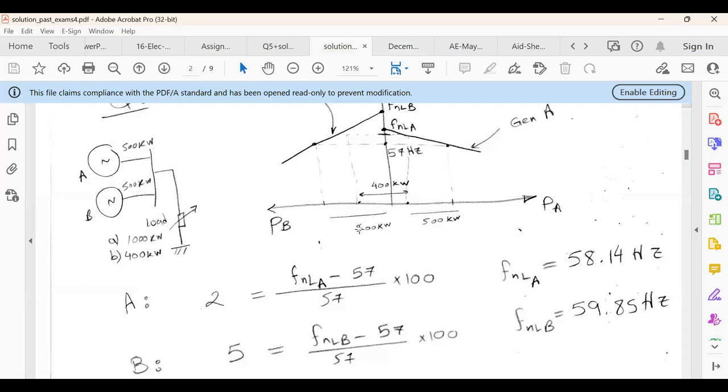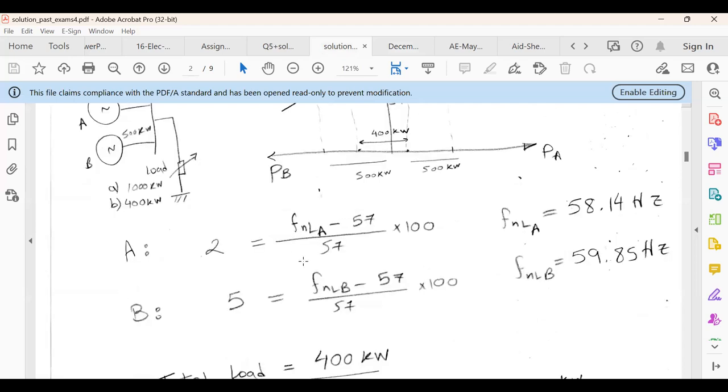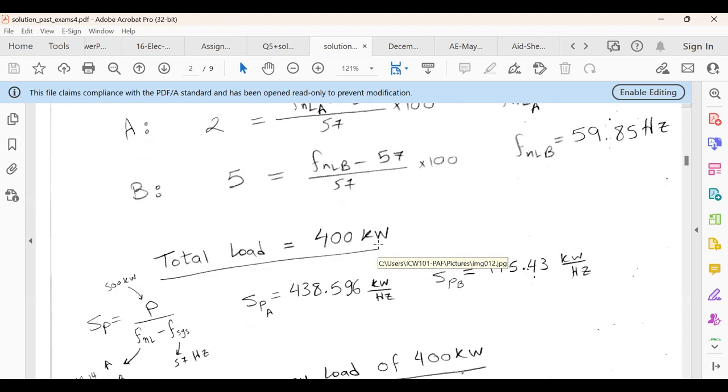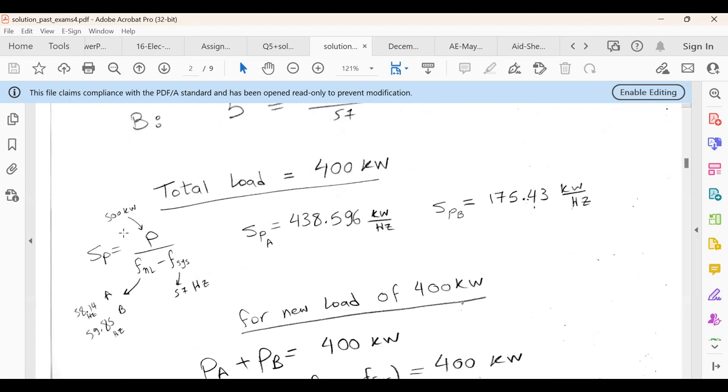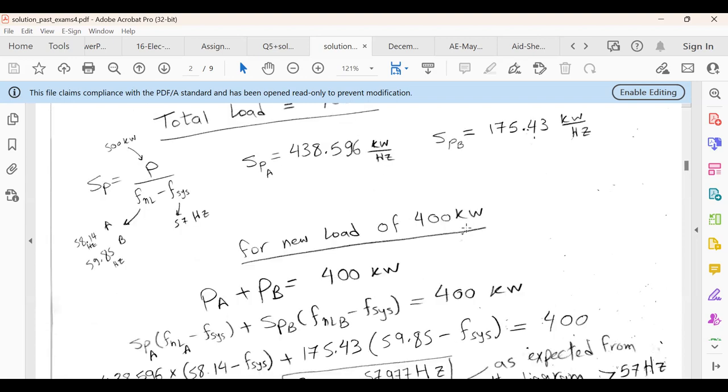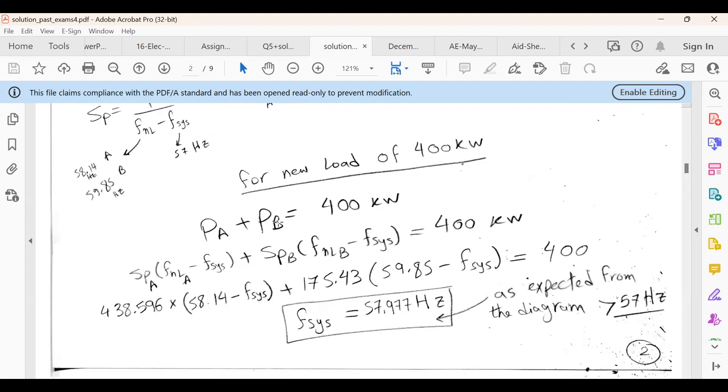So we put this, you can get the no load now. The no load will be these two. You get the total load, 400 kilowatt given. So it's split first to get the slope for A and B in kilowatt per hertz. And for the new load, 400, it's the submission. Now get the system frequency for the system.